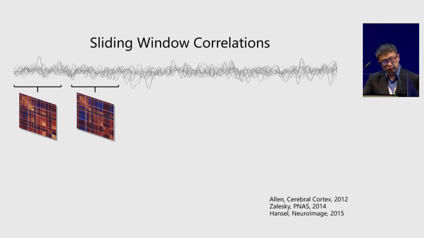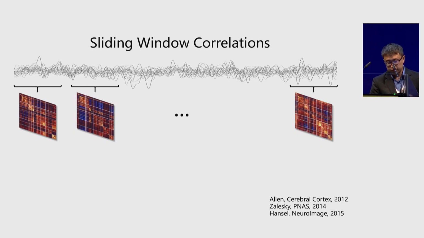We can slide the window and compute a different functional connectivity matrix. And we can keep sliding the window until we have many functional connectivity matrices. This is called time-varying functional connectivity, sliding window functional connectivity, and so on. There are many, many ways to do this. I'm just showing you one of them. Once we have all these sliding window correlation matrices, what are we going to use them for?